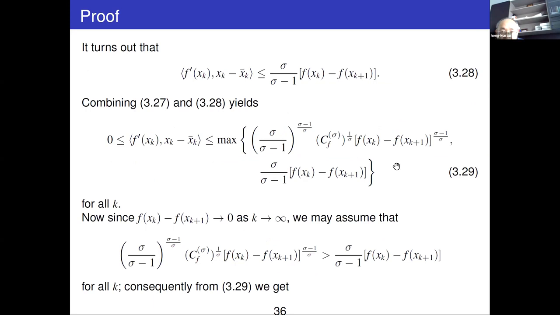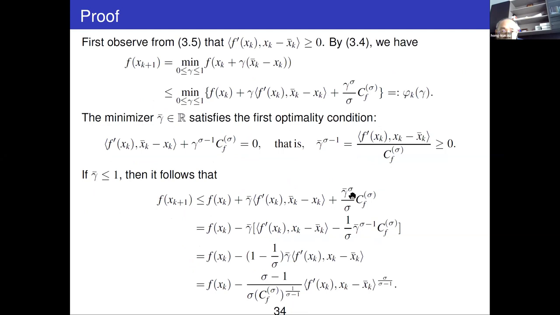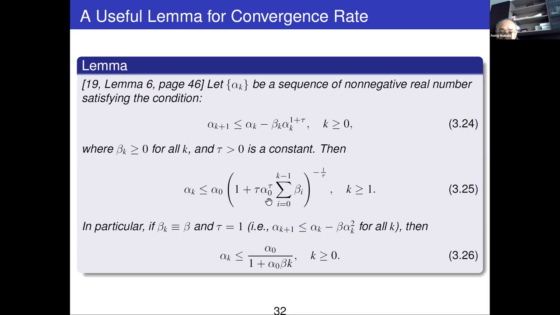this inequality. Now remember, theta k is the difference between f of x k and f star. So eventually I got this inequality. Now here, this is a constant. So then I can apply Polyak's inequality here. Beta k is constant.